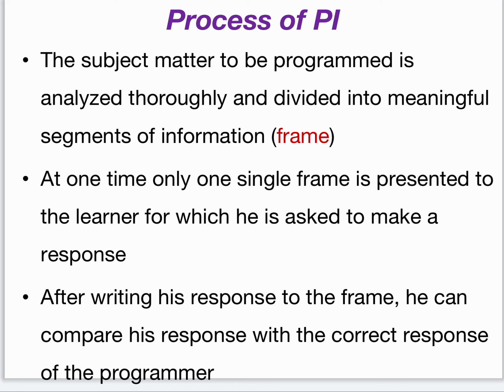At one single moment, only one step will be given to the student and he has to respond to that. And after giving the confirmation of that particular response, we'll be progressing to the next step. After writing his response to the frame, he can compare his response with the correct response of the programmer. So after the student has made a response, he'll be getting feedback regarding his response. Was this correct? Was this appropriate? Or what changes are to be made, so that he can correct his response accordingly.